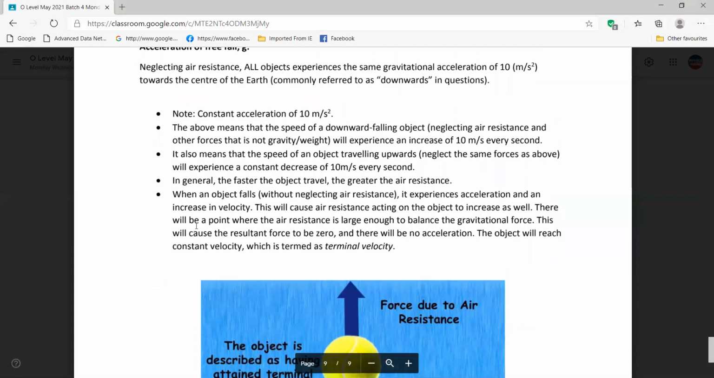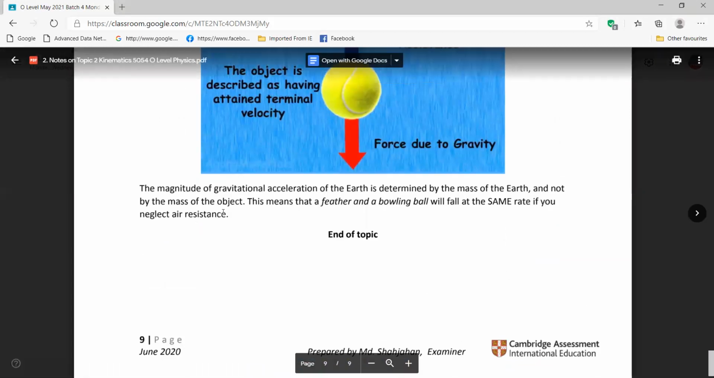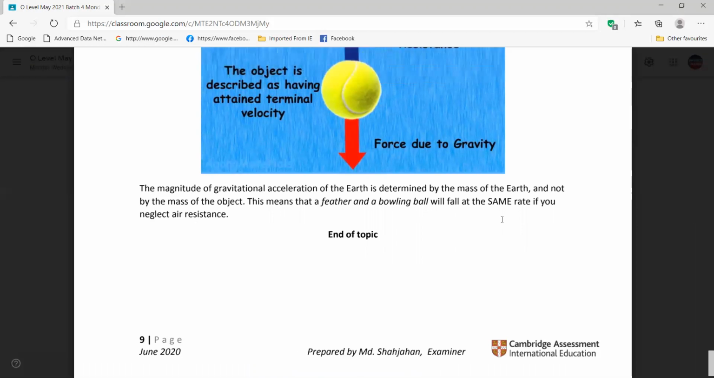Acceleration of free fall. Yes, sir. I read this one, especially the last part. The magnitude of the gravitational acceleration of the Earth is determined by the mass of the Earth and not by the mass of the object. So I didn't understand this. Yes, that's why I told you to read completely. It means that a feather and a bowling ball will fall the same way without a greater resistance.